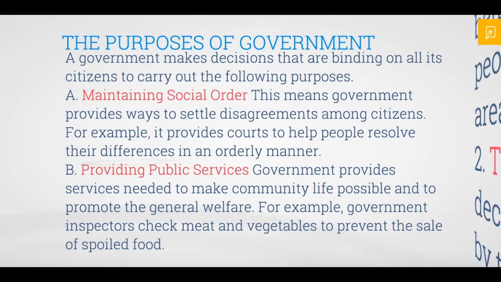So let's look at the purposes of government. A government makes decisions that are binding on all of its citizens to carry out the following purposes. A. Maintaining social order. This means the government provides ways to settle disagreements among citizens. For example, it provides courts to help people resolve their differences in an orderly manner.